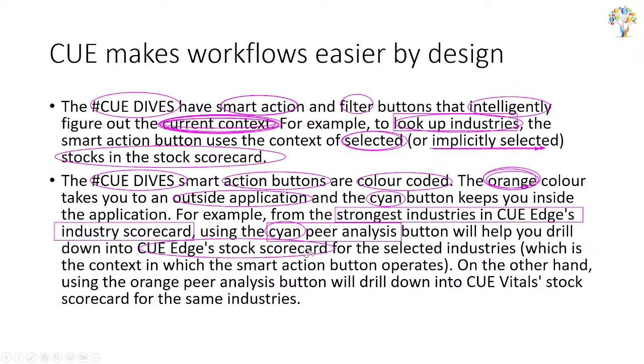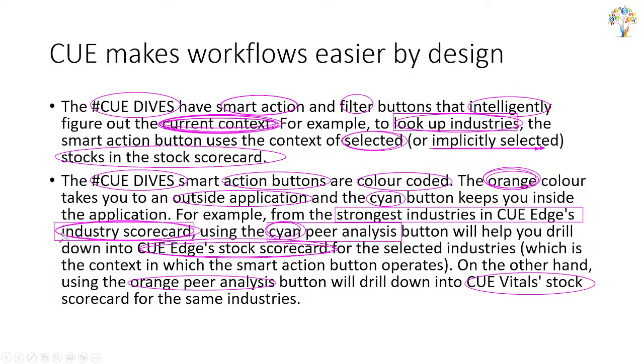So when I drill down from the selected industries to stocks using the cyan button, it will keep me inside Q Edge. It will show me only the stocks in Q Edge that belong to the context, that is my selected industries. On the other hand, if we use the orange peer analysis button from the same scenario, it will drill down to Q Vitals stock scorecard.